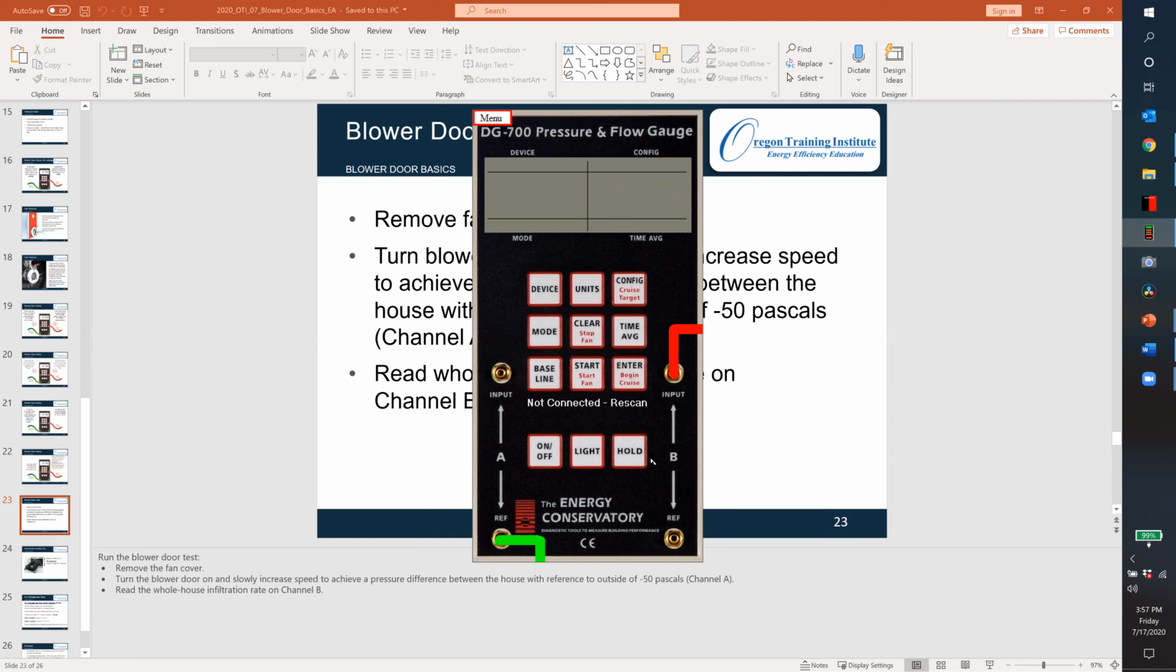Oh, sorry, bear with me, the batteries died in the manometer. Good timing.